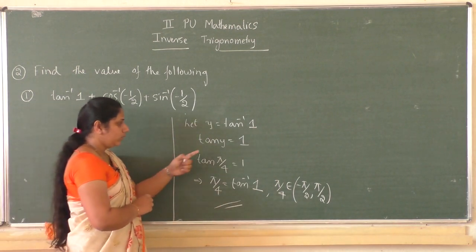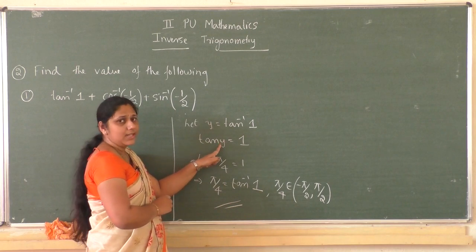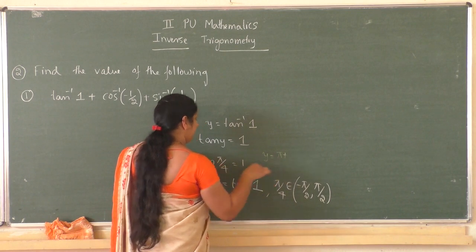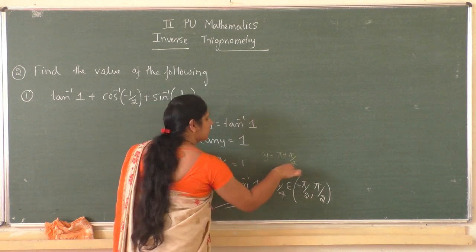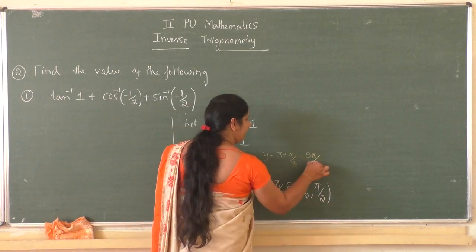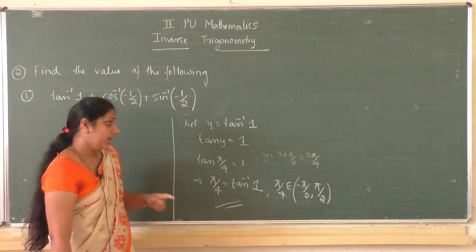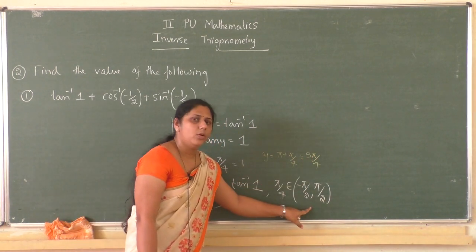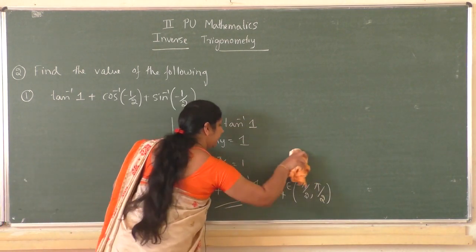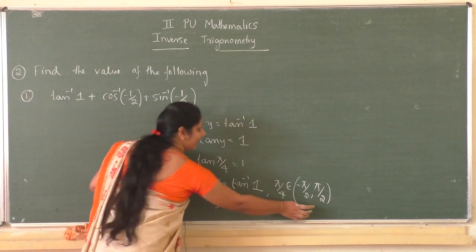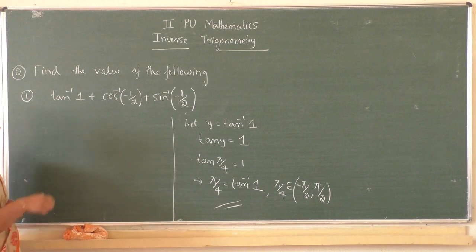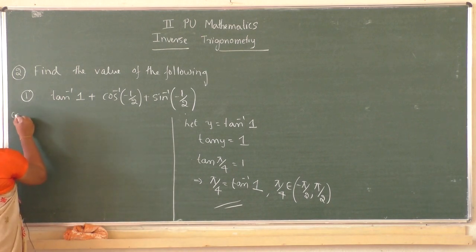What about other values that satisfy this equation? Since tan is positive in the third quadrant, y can be pi plus theta. Theta is pi by 4. So pi plus pi by 4 means the value will be 5 pi by 4, but this value does not belong to the range. So we are not taking that value, only taking the value which lies in the required range. So we got the value of tan inverse 1 as pi by 4. Now we will do the problem.